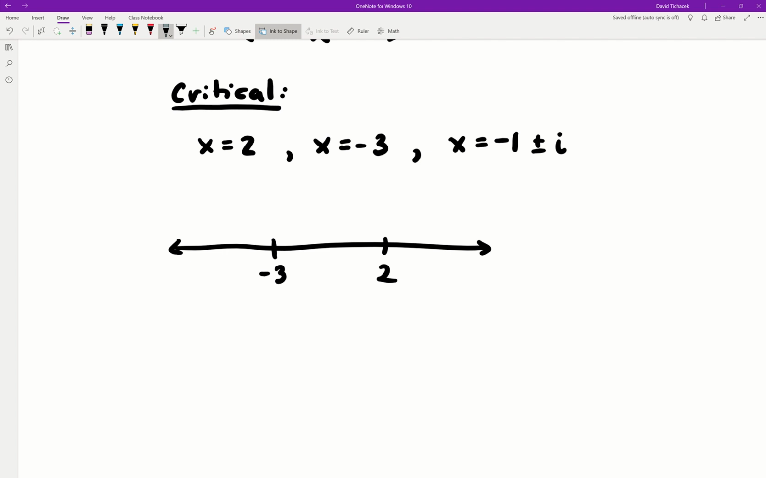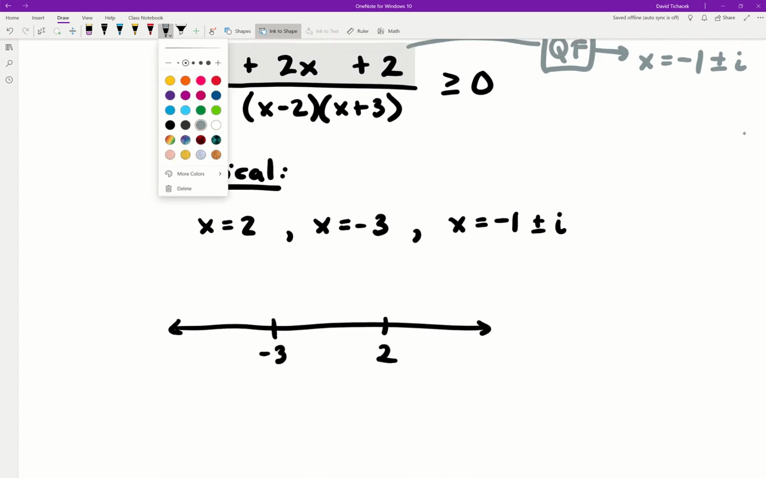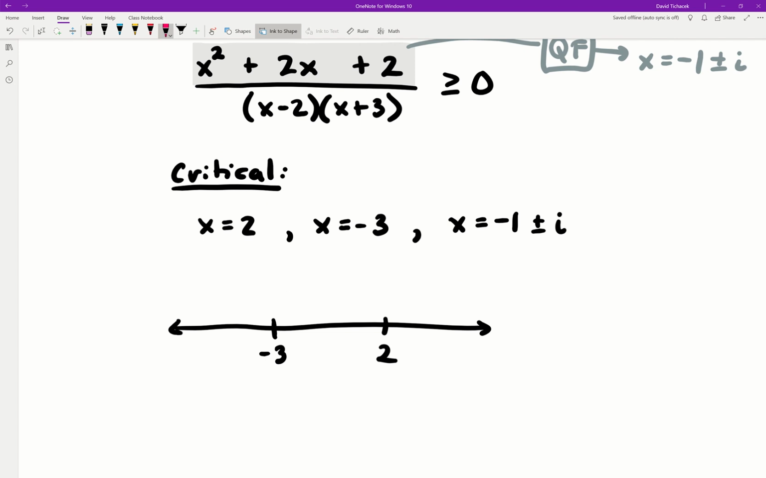And so we're going to move on to the next step of that process, where we signify that these critical numbers that we got would be values that, if we were to plug them in, would make our entire expression undefined. And so we're going to have some open dots at these values on our number line here, because we can't include them because they make it undefined.